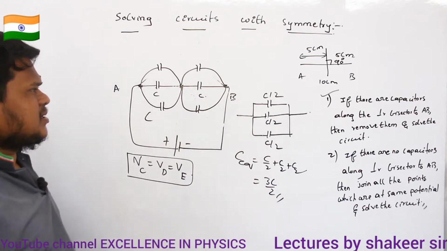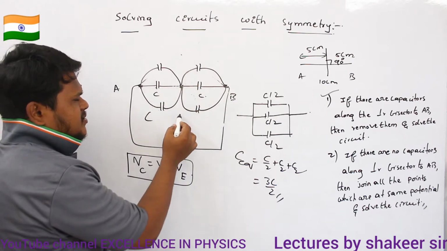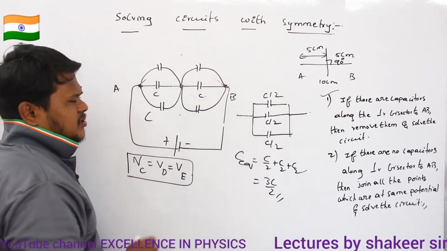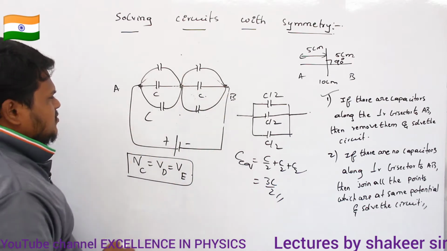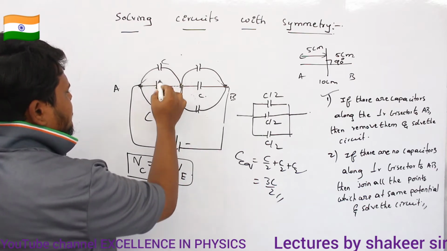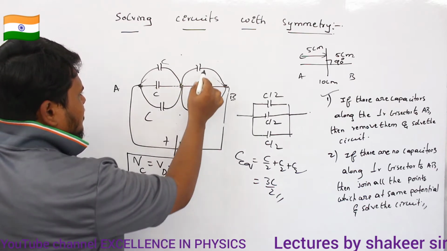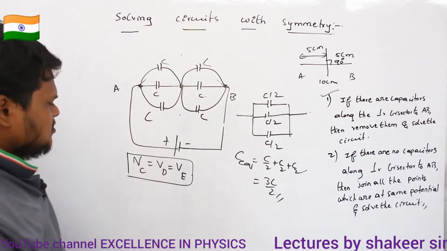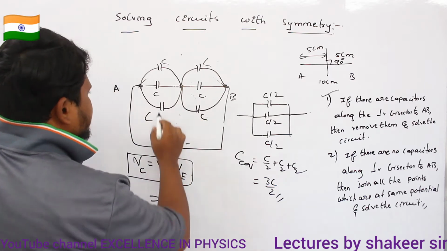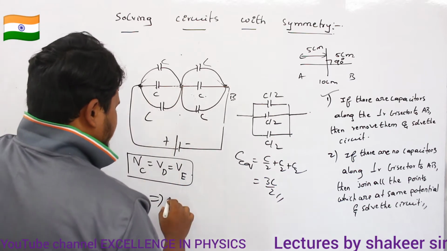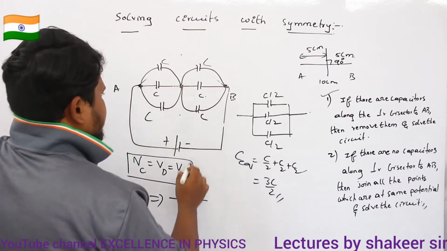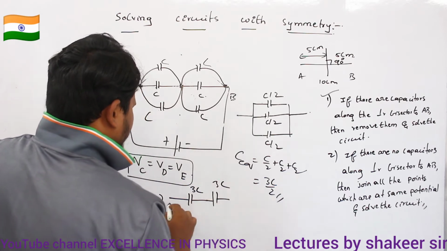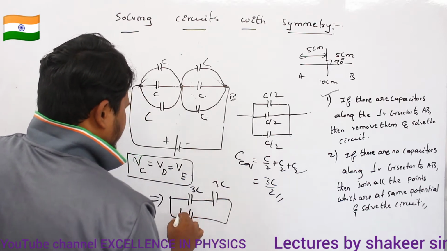Are you able to understand now? Previously this point and this point were at the same potential, no? So definitely we can join all those points. Clear? Now see what the total capacitance is. C, C and C are connected in parallel. This C and this C also are connected in parallel. So what is the total equivalent capacitance? C, C and C, it is 3C. Clear now? So here also C, C, C is equal to 3C. So this is the total circuit which we got.